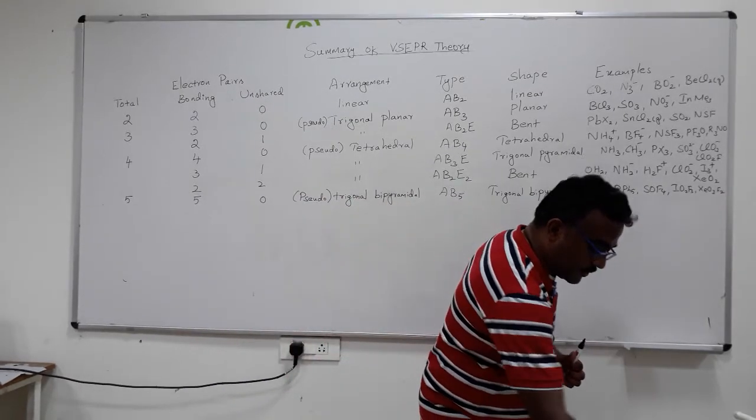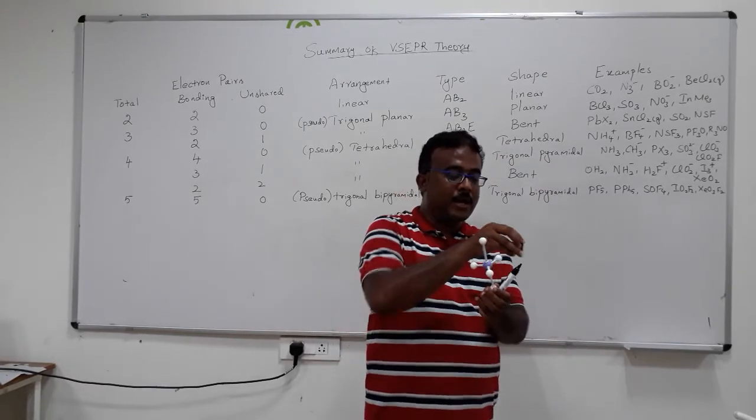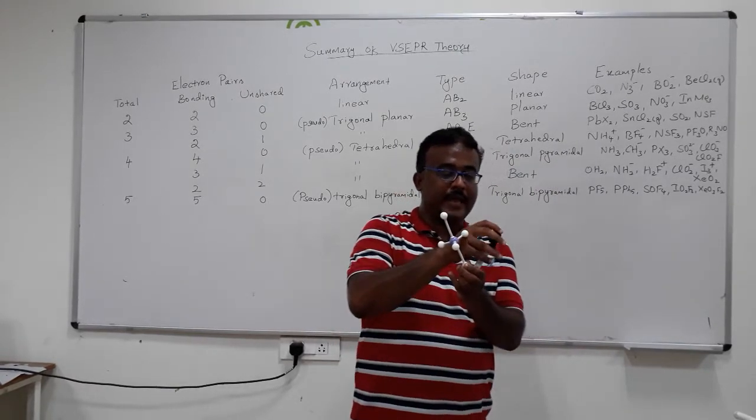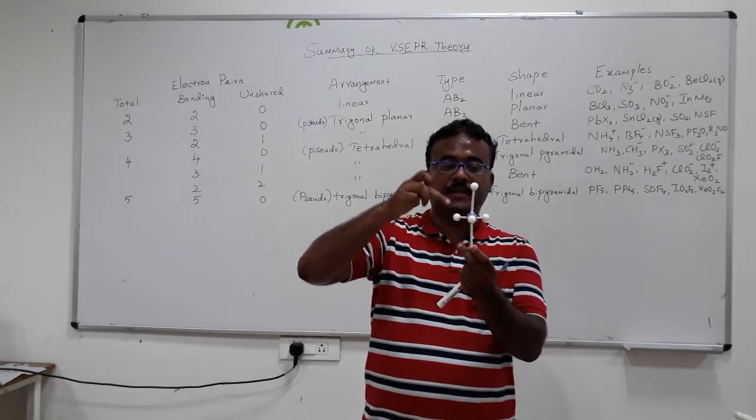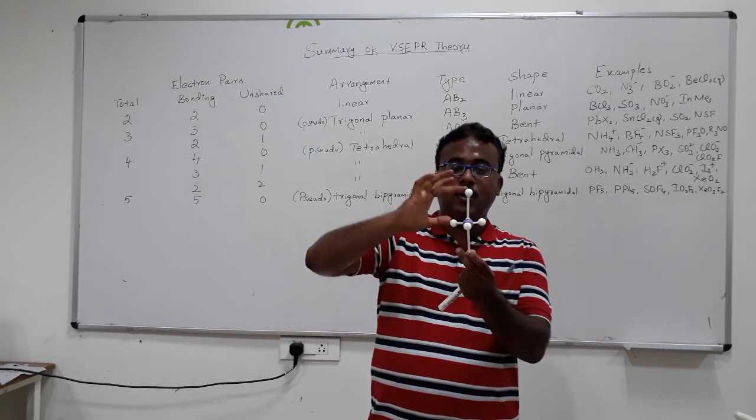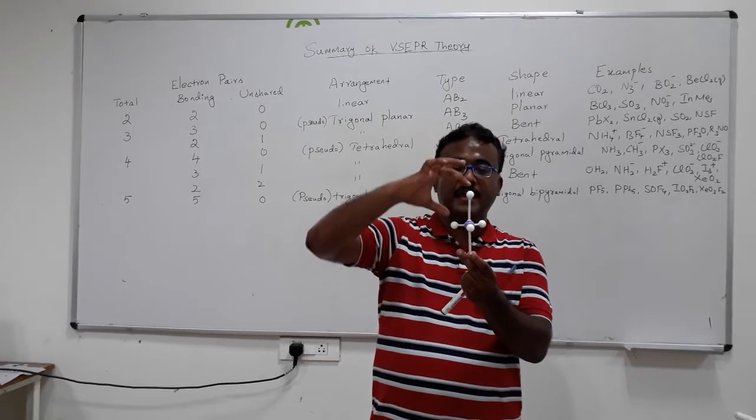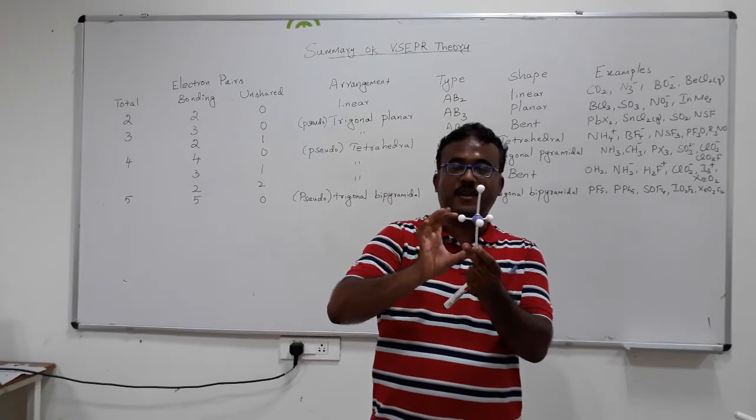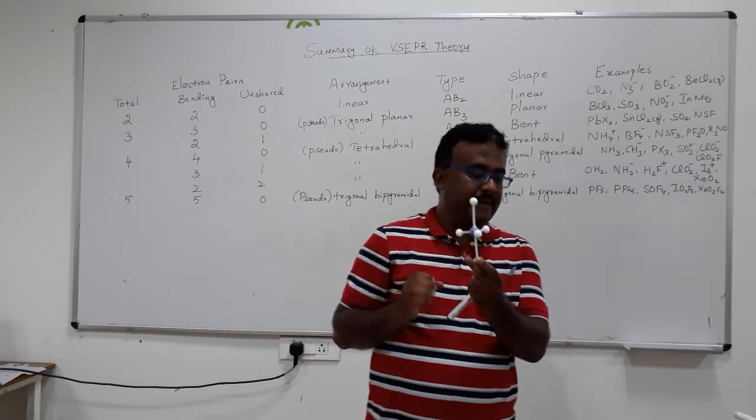Again, I am going to show the shape of the molecule. How does the trigonal bipyramidal geometry look? You can see these three atoms are forming a trigonal plane, and above and below there is an atom forming two pyramids. So the overall shape of the molecule is trigonal bipyramidal.